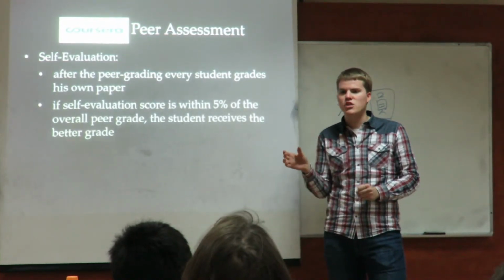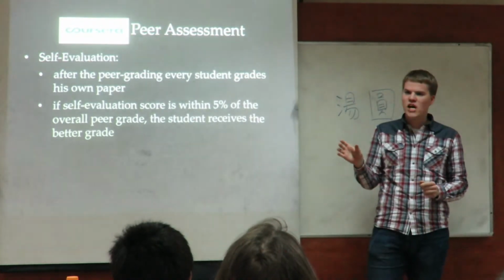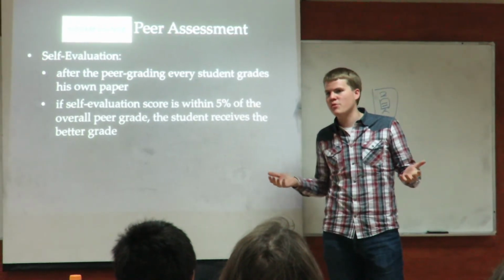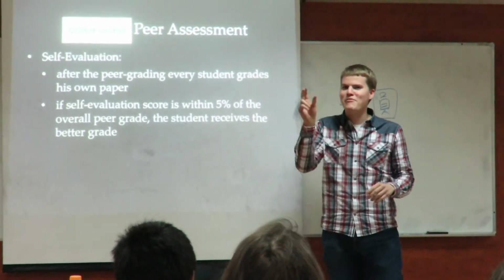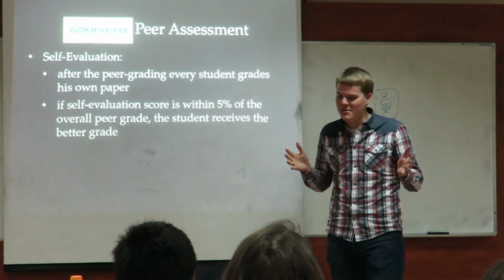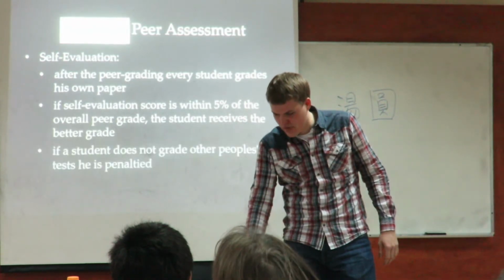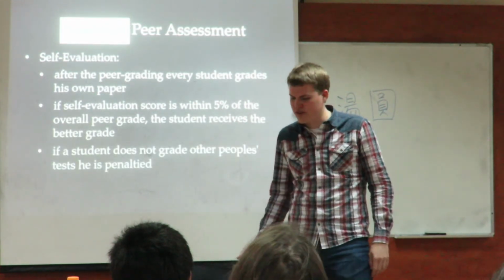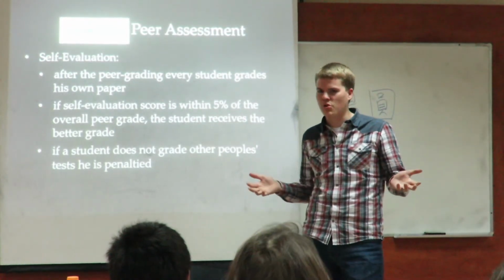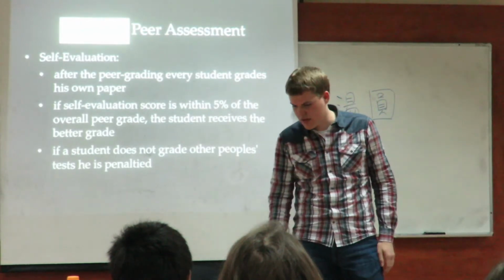If your own self-evaluation scores within this 5% margin, you will be assigned the better grade. So giving yourself 100 is not helping you at all, but giving yourself a grade that is within 5% of the grade that everybody else gives you will give you a better grade in the end. That is a really clever way of doing it, I think. And of course, if a student is not participating in the peer assessment process, he gets penalty points, because it's part of the class and you just have to do that.